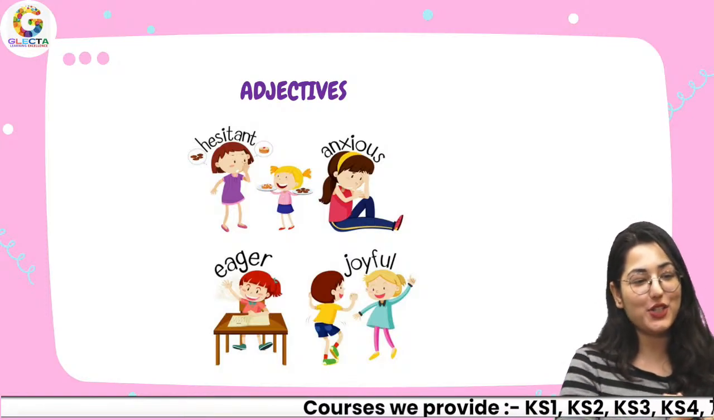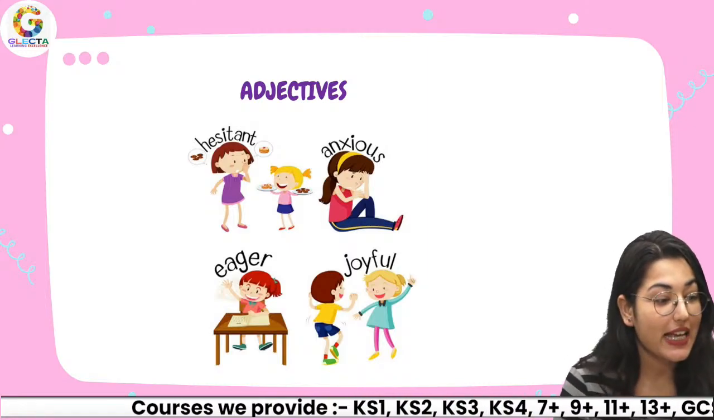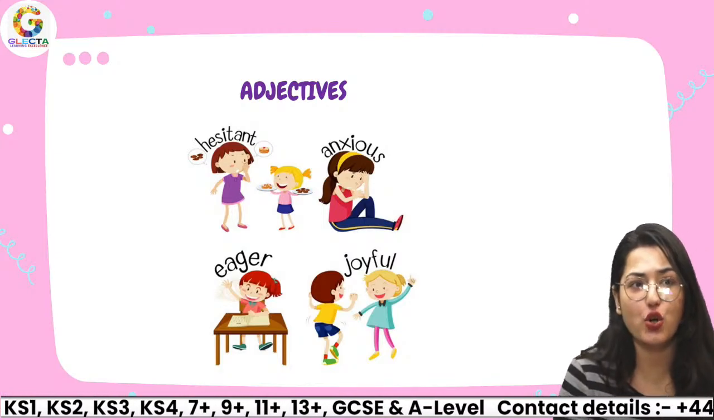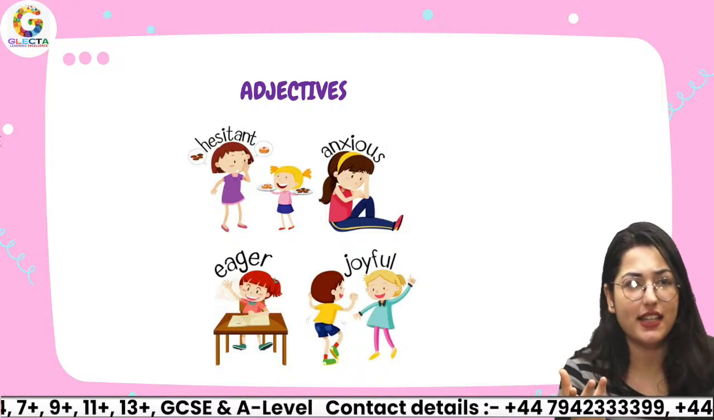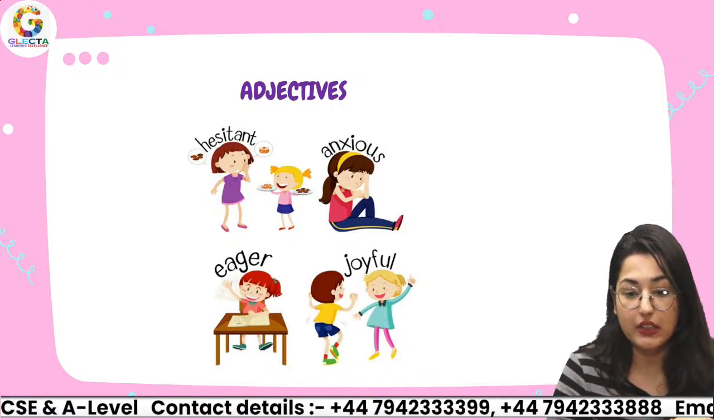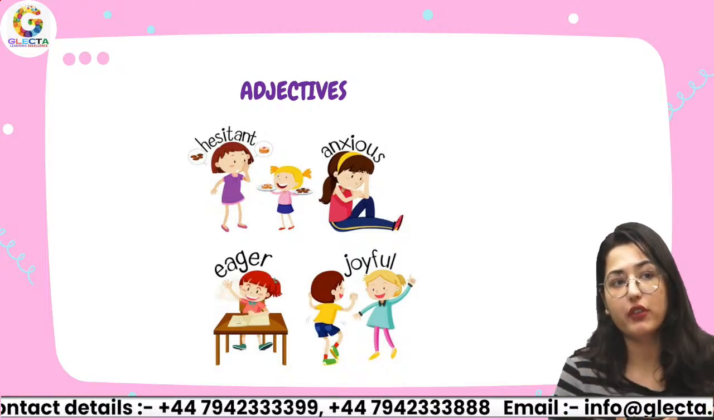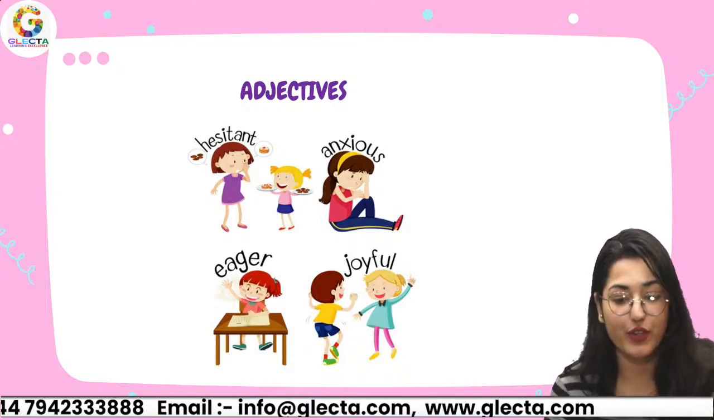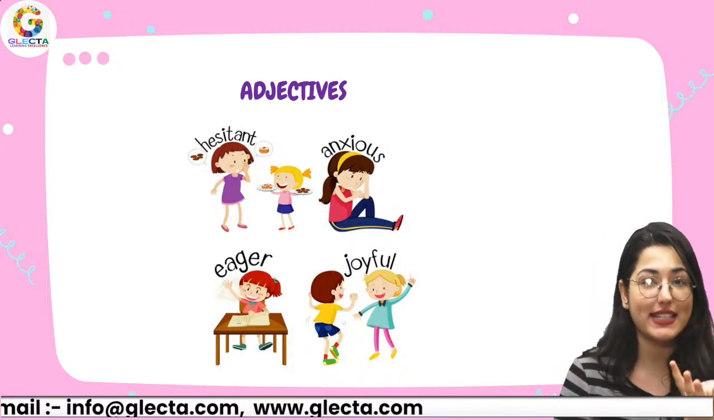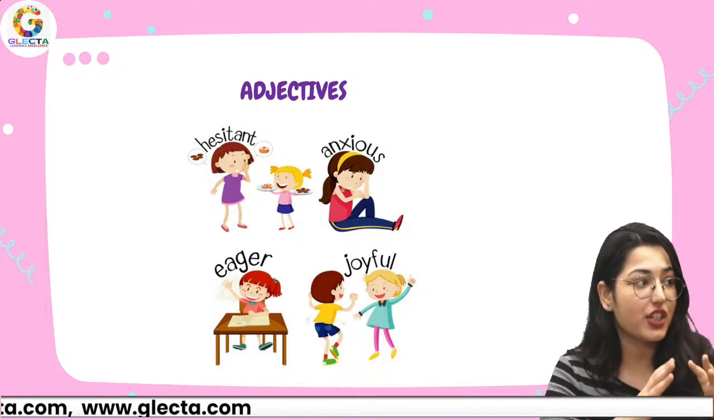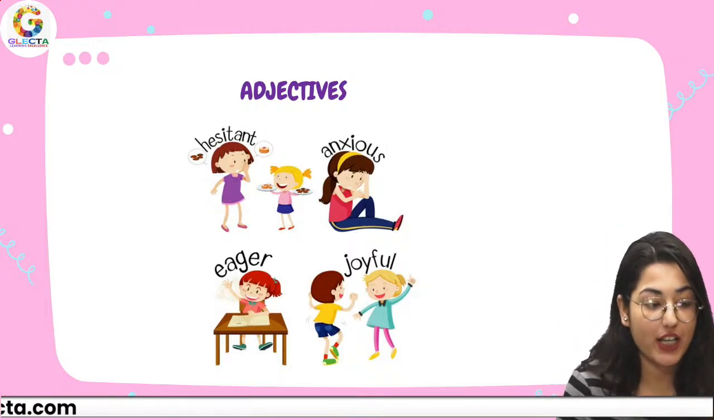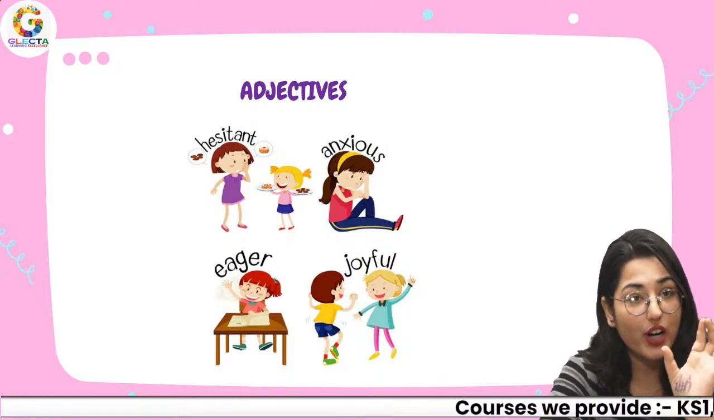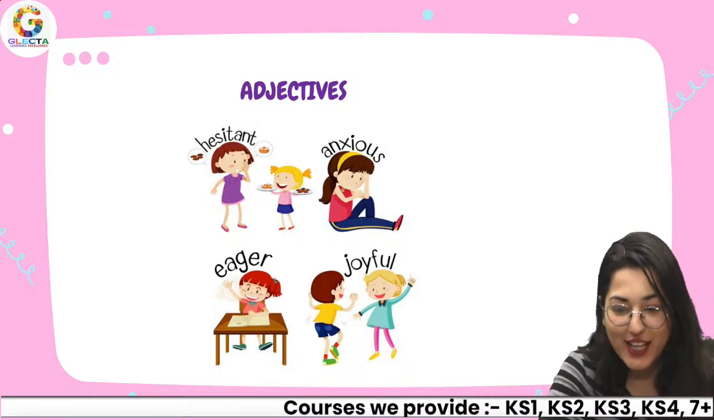Good. Now we need to work on adjectives. These are the words, as you can see: hesitant, anxious, eager, joyful. These are some states. When I'm saying that Fizza was quite joyful, joyful is a quality of someone, like someone is very happy, someone enjoys the stuff. So it's someone's quality. These are adjectives. When you describe something or someone, the words are known as adjectives.